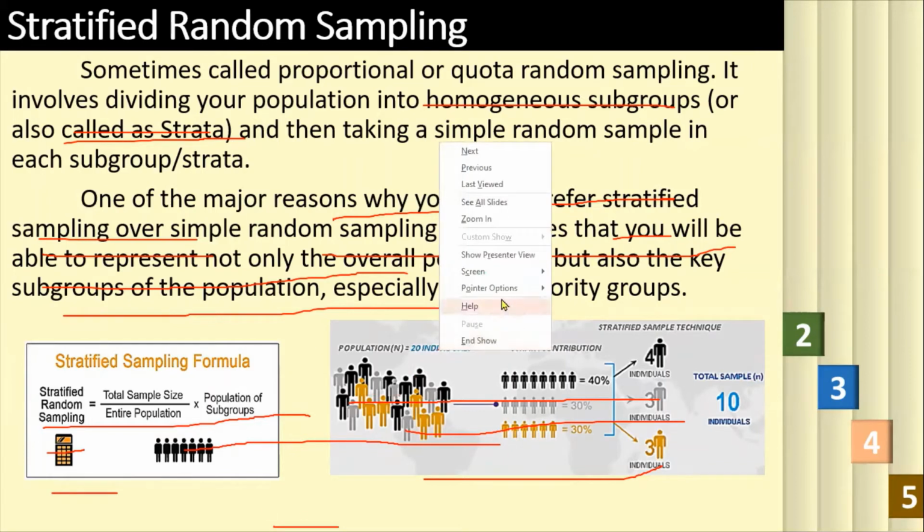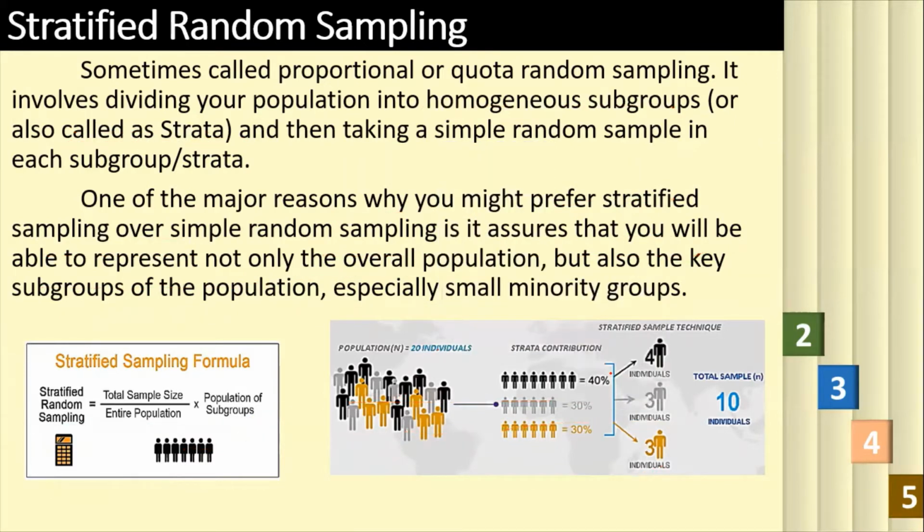The next one is stratified random sampling. Usually, others call it the proportional or the quota random sampling. So it's just one.